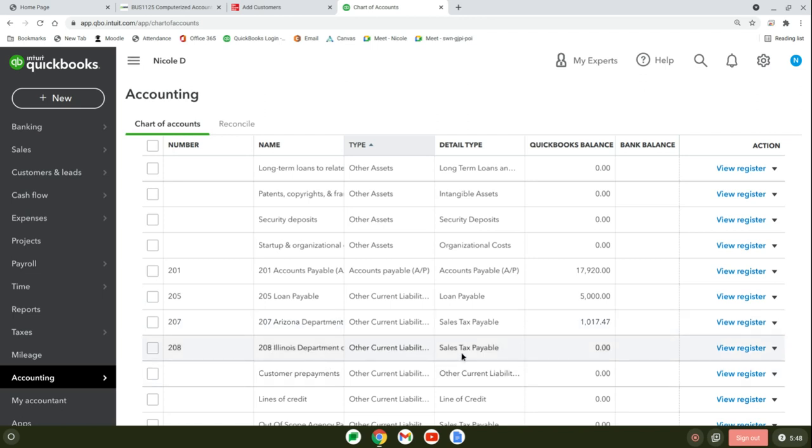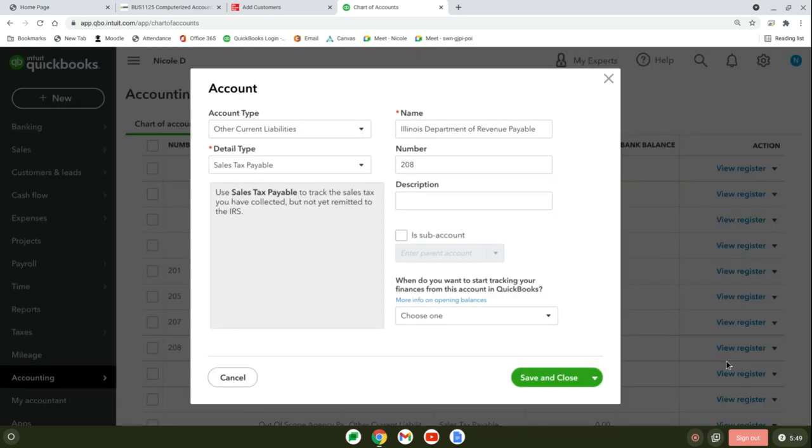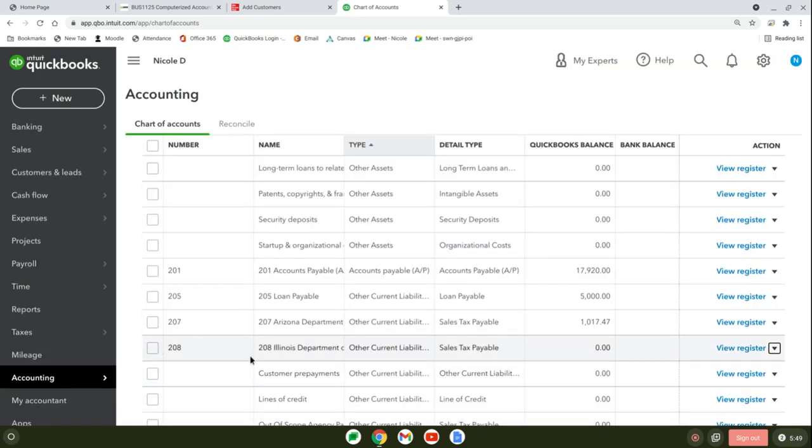So you're going to come down over here and find where it says Illinois Department of Revenue, and you're going to click Edit. So you went down to Accounting and then Chart of Accounts, and under your Chart of Accounts you scroll down looking for that Illinois Department of Revenue, and you're going to write 208 and click Save and Close, so that you now have that number associated to this account, because we will have to pay that in a future chapter.